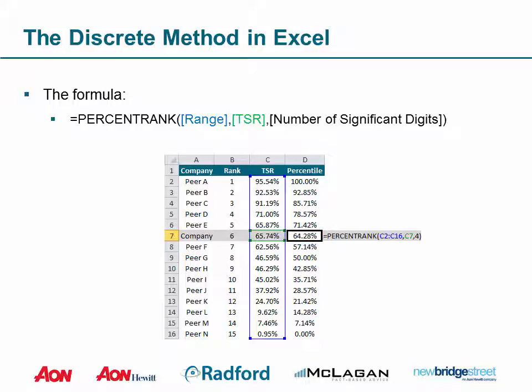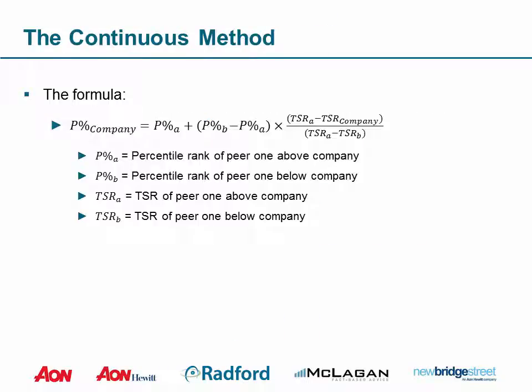Now Ryan is going to walk us through the continuous method. The continuous method removes the issuing company's TSR to determine the percentile ranks of the peers, then uses linear interpolation to determine the percentile rank of the company. The inputs needed in the formula are as follows. The percentile rank of peer ranked 1 above the company, the percentile rank of peer ranked 1 below the company, the TSR of peer ranked 1 above the company, and also the TSR of peer ranked 1 below the company.